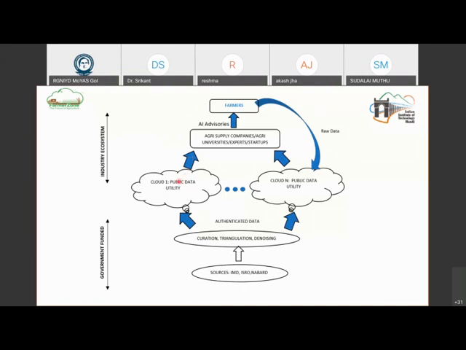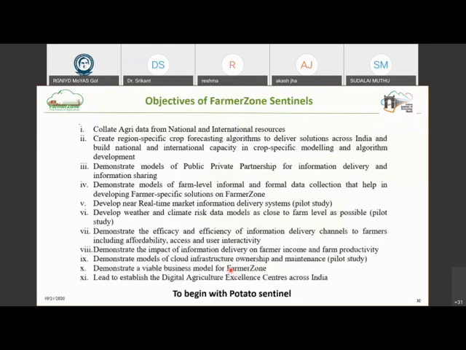Not take over the system. It will be under the control of the government only. But these are all people who can actively participate in the system and make it run. It's not that the system is always relying on the government to pay for it. So that's also one of the mandates over here. So that's why we have this public-private partnership. Then models of farm-level data collection, real-time market information delivery system, weather and climate risk data models, then efficiency of information delivery to the farmers, including affordability and access. Then let me just close this for now.